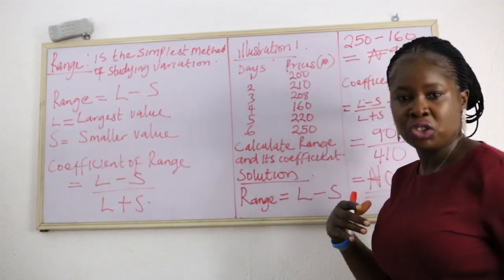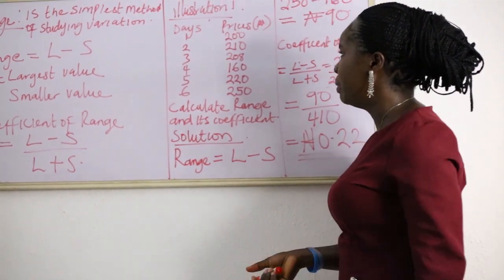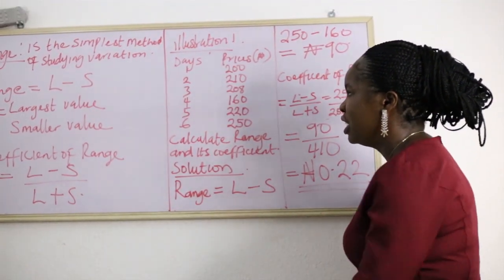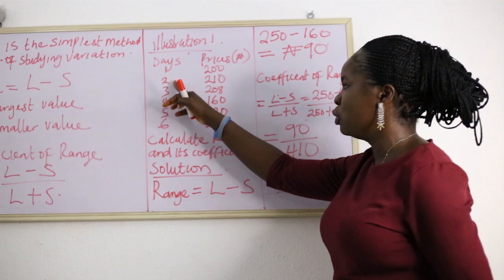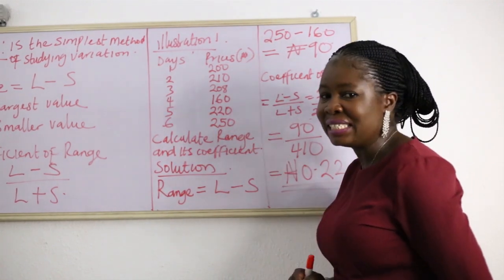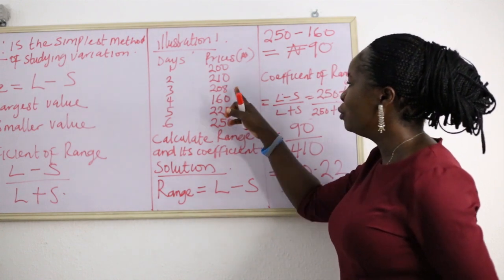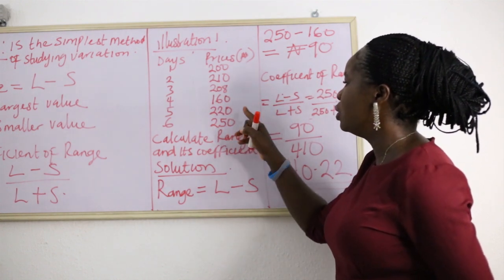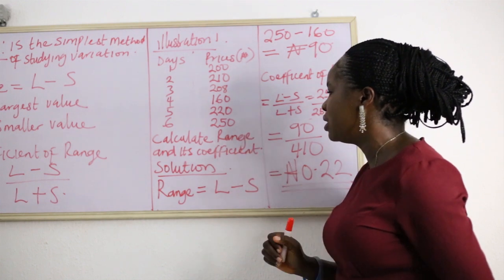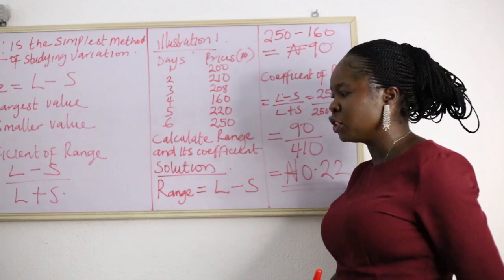A further illustration will give us a clearer picture of what I'm talking about. This is illustration 1 on range, and these are the days: 1, 2, 3, 4, 5, 6 days, and the prices in naira. We have 200, 210, 208, 160, 220, and 250. Then the question says calculate the range and the coefficient of range.